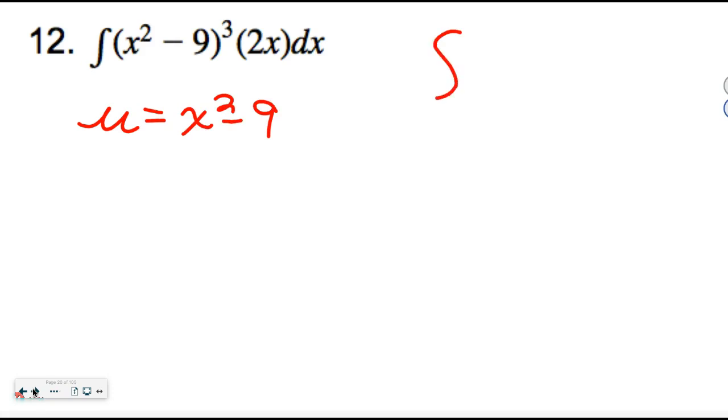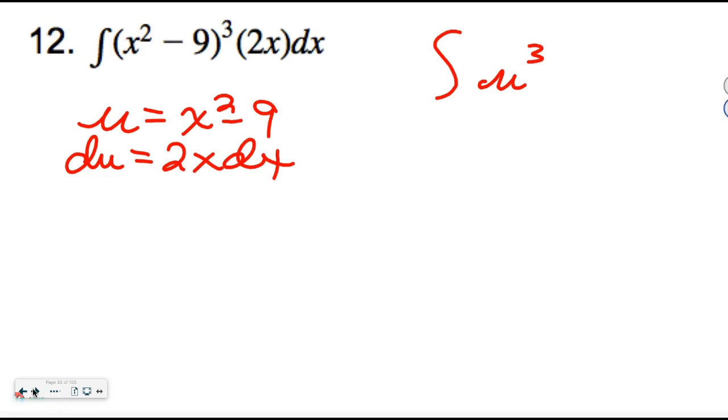Correct? I'm going to call this u cubed. But as I said, we can't mix those variables. I can't have u cubed 2x dx. It's illegal. So I'm going to take the derivative of u with respect to x. du/dx is 2x. So du would be 2x dx.